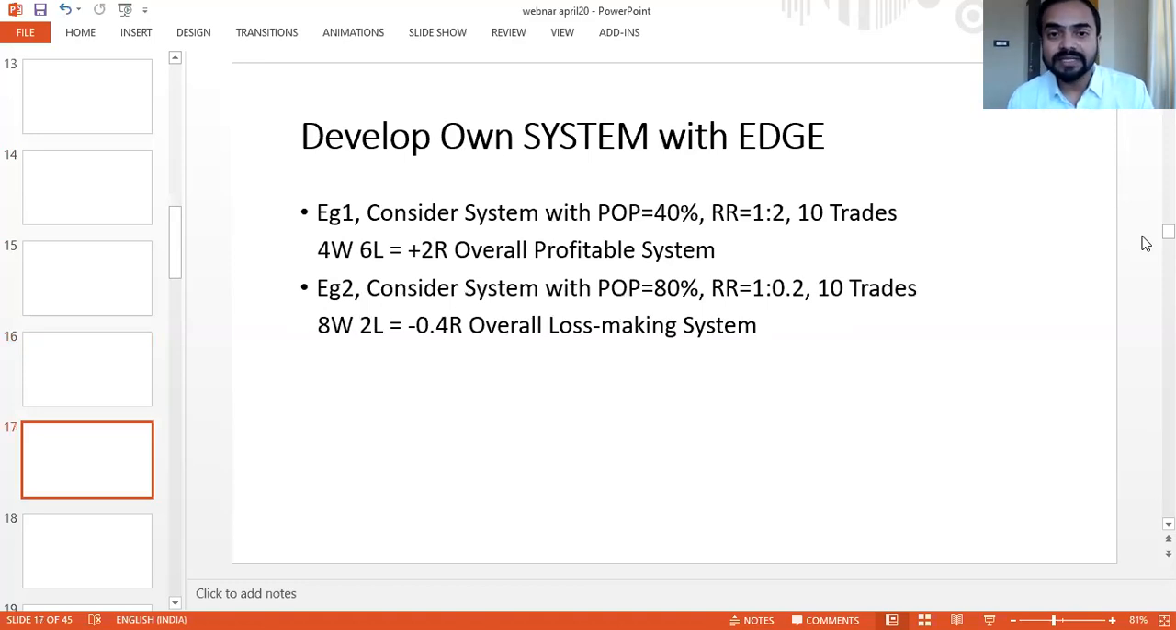I will take the first example. Consider a system with POP, probability of profit, 40%, and risk reward is 1:2. And suppose I take 10 trades, what will happen? So let's see. I have taken 10 trades. My probability of profit is 40%. So how many trades will be winners? 4 trades will be winners. So the remaining 6 trades will be losers. So every time I win, I make 2 times of the risk. Suppose my risk is R.